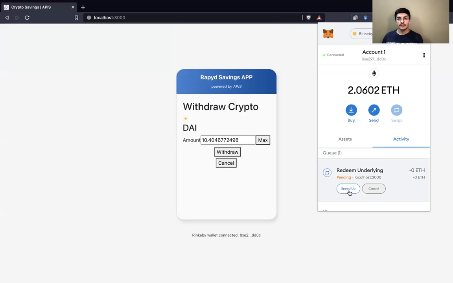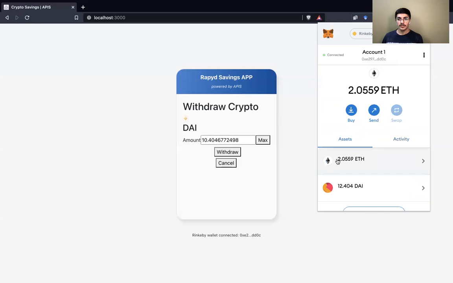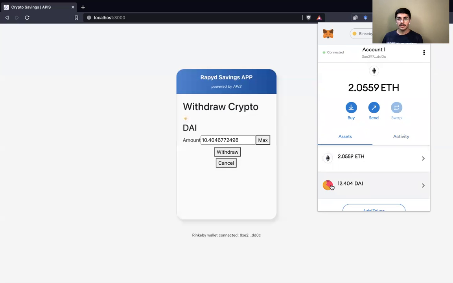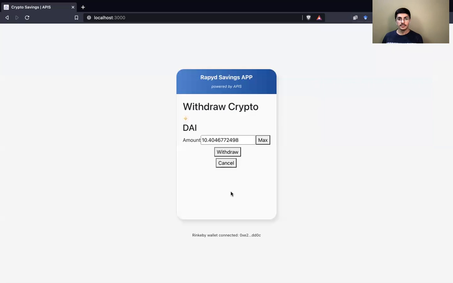On the successful transaction, all the DAI that was invested along with its earning is redeemed into the receiver's wallet. Here, as we can see, the DAI amount is redeemed.